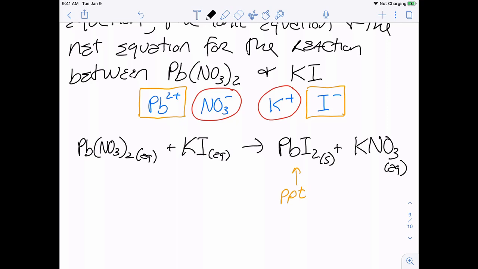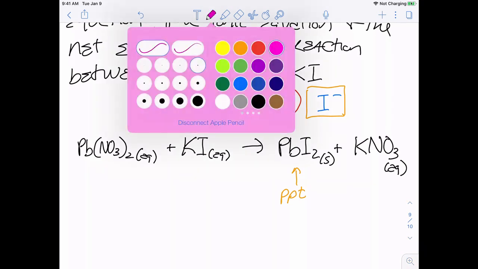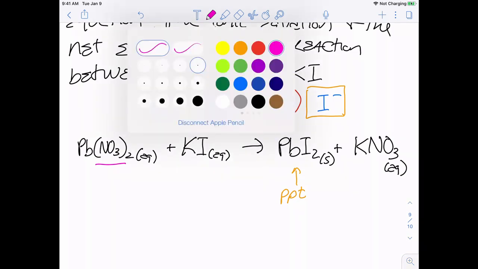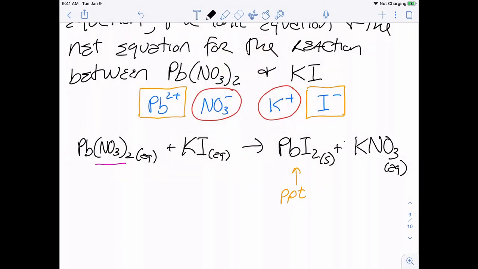So on my reactant side, right, I have 2 nitrates. So I need to go and put a 2 here in front of potassium nitrate. That gives me 2 nitrate ions. It also gives me 2 potassium. So I need to go back and put a 2 here in front of my potassium iodide. I'm just going to write it a little bit neater. That also gives me 2 iodide.